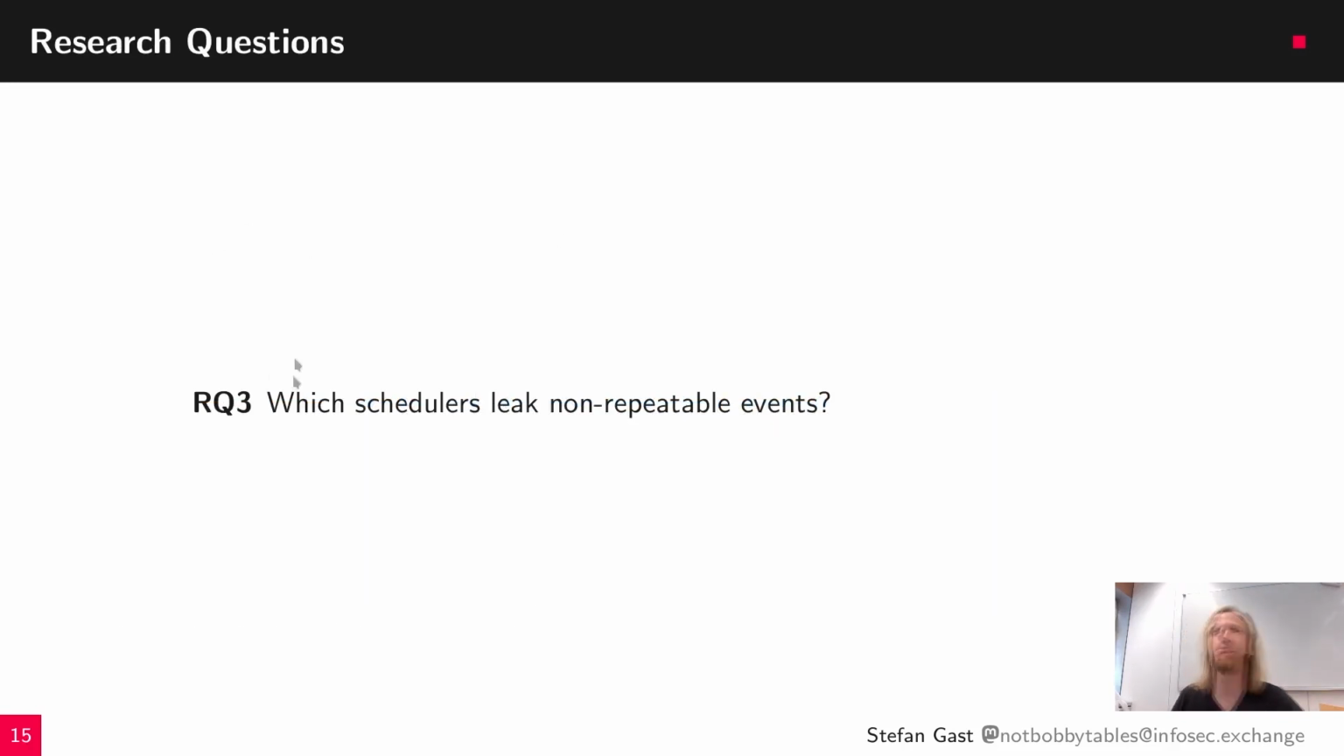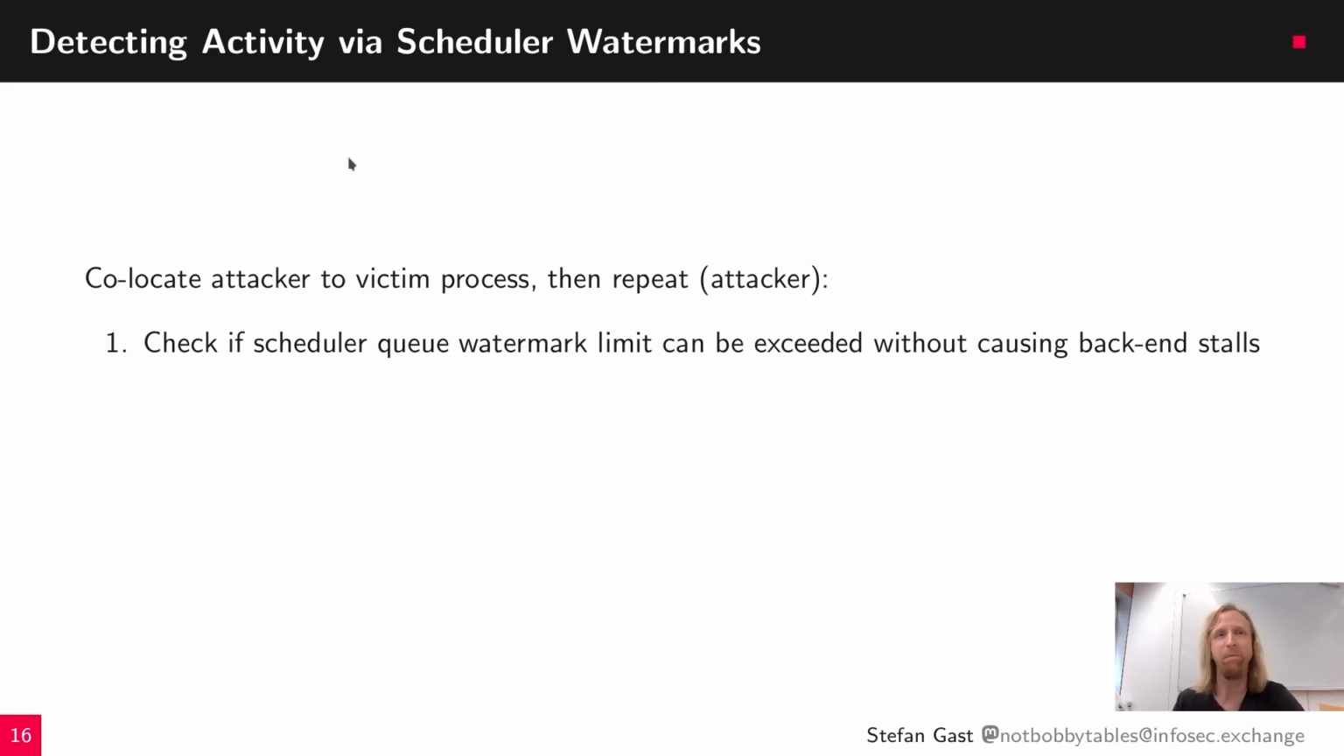Now we go to research question 3, where we asked which schedulers can leak non-repeatable events, for example, keystrokes. Turns out basically all of the integer ones. How did we examine that? So we have an attacker process that we co-locate to the victim process, and then we repeat the following. So basically we check whether we can exceed the watermark limit on a certain scheduler without causing backend stalls.